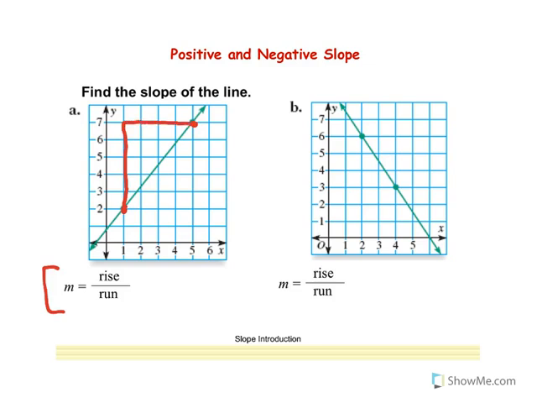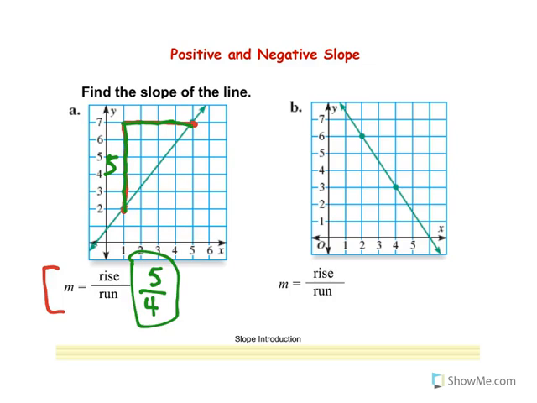So I'm going to rise, and then I'm going to run, and I'm going to count it off. How much did I rise? 1, 2, 3, 4, 5. So my rise is 5 units. And how much did I run? 1, 2, 3, 4 units. So my rise over run, or my slope, is 5/4.